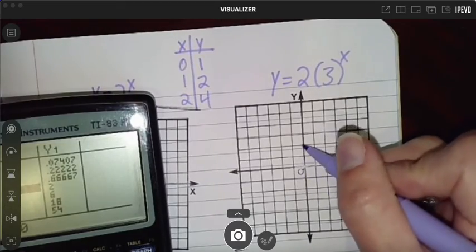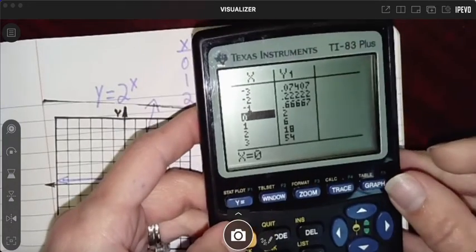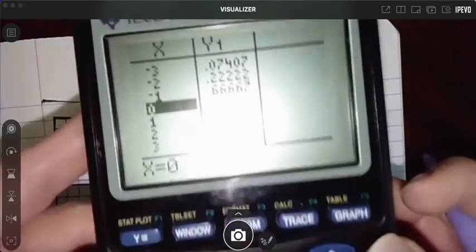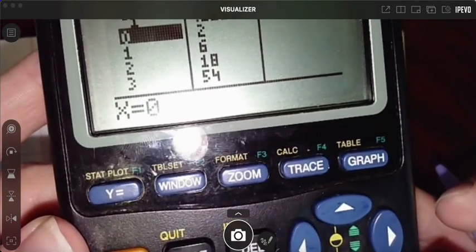Quick question, how did you get to that table? Just press second graph. See the little yellow? You might not be able to see that, but right above graph, it says table.